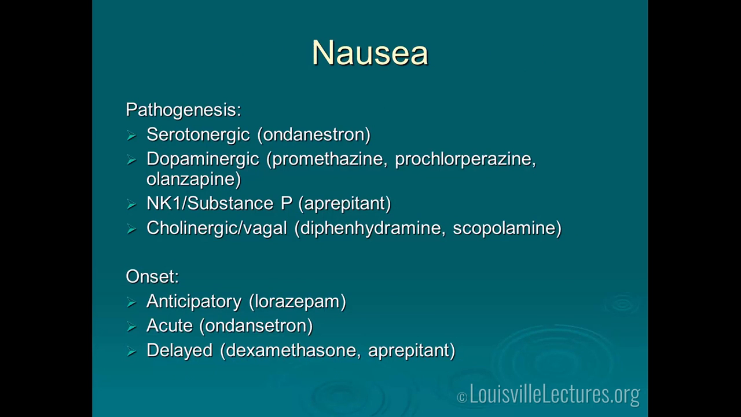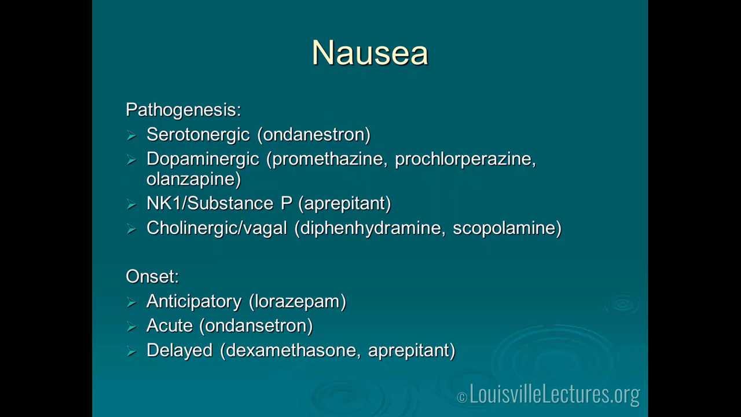So nausea is a frequent toxicity, and it's frequent enough that we administer most patients receiving chemotherapy some type of prophylaxis. And the different molecular pathways that can trigger nausea include the serotonergic system, the dopaminergic system, neurokinin 1, and the cholinergic system. And I've put in parentheses some of the different drugs that we use to target these pathways.